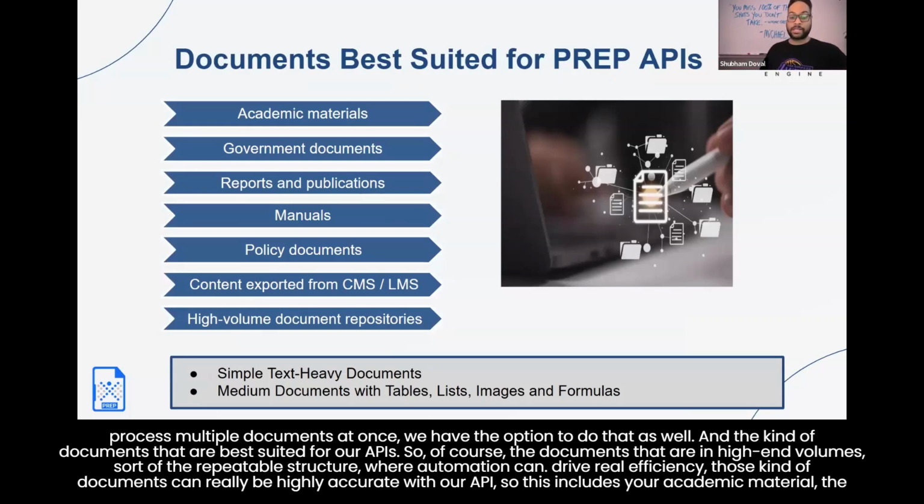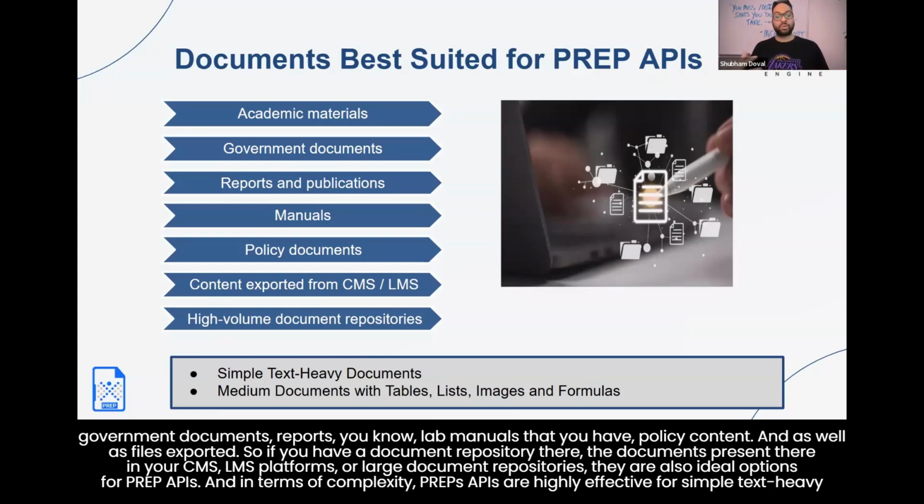And the kind of documents that are best suited for our APIs: of course, documents that are high in volume, with a repeatable structure where automation can drive real efficiency. Those kinds of documents can be processed with high accuracy by our API. This includes your academic material, government documents, reports, lab manuals, policy content, as well as exported files. So if you have a document repository, documents present in your CMS, LMS platforms, or large document repositories, they are also ideal options for Prep APIs.